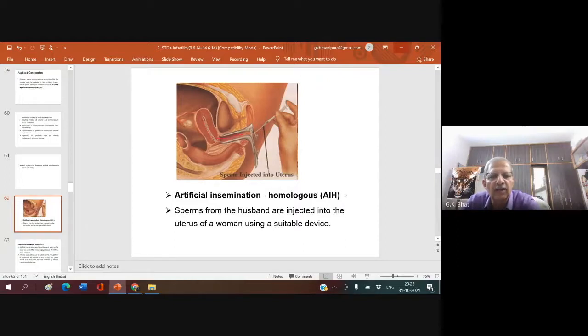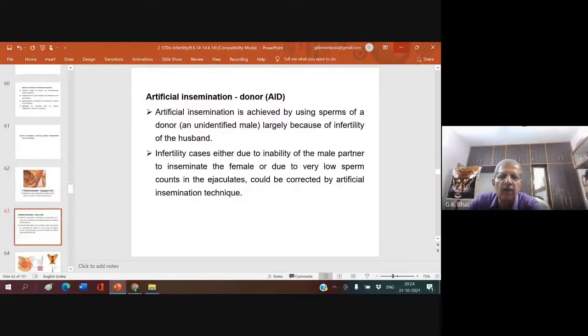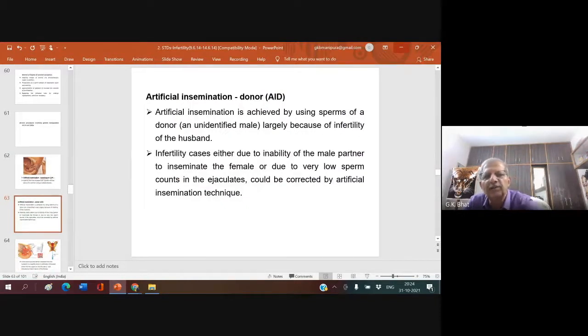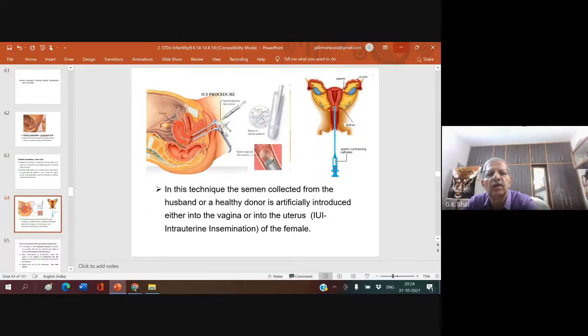He cannot inseminate. If it is her own husband, then it is called artificial insemination, homologous, AIH. You know, AI is artificial insemination, introduction of the gametes through some devices into the body of the female. Artificial insemination donor, here the sperms are collected from a donor. The other method remains the same. Through the catheter, the sperms are put into the vagina or into the uterus.